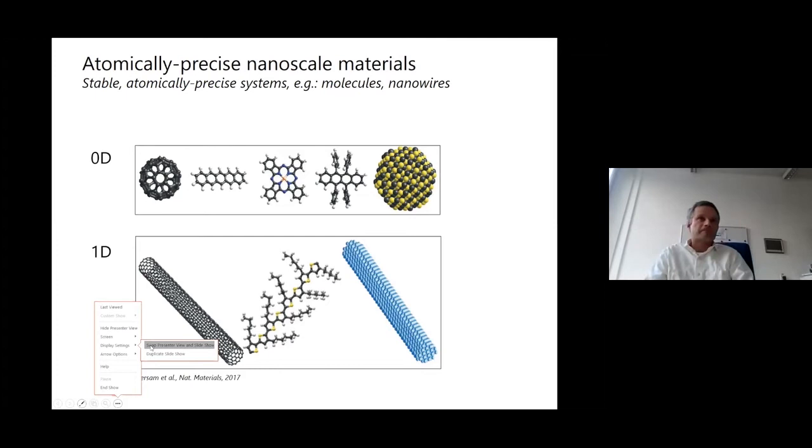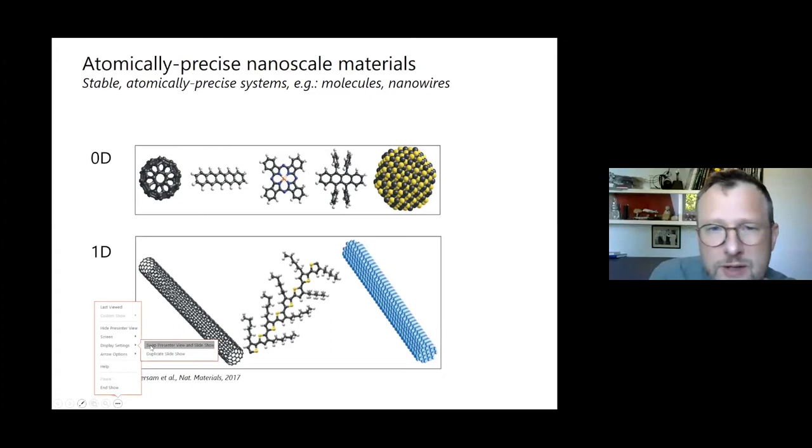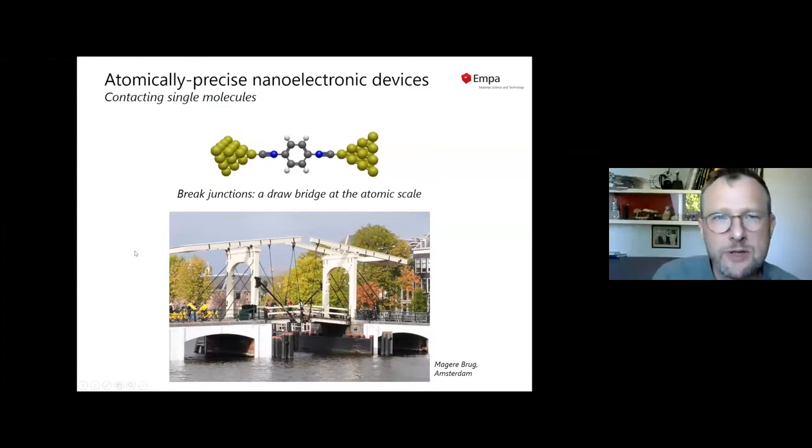Michel, I don't know if the screen is correct. The slide didn't change. I still see this atomic precise slide. Okay, let me restart the sharing. I apologize about that. I'm in projection mode at the moment. Is this the correct screen that you see? Yes. Okay. Yeah. Thank you, Matt.